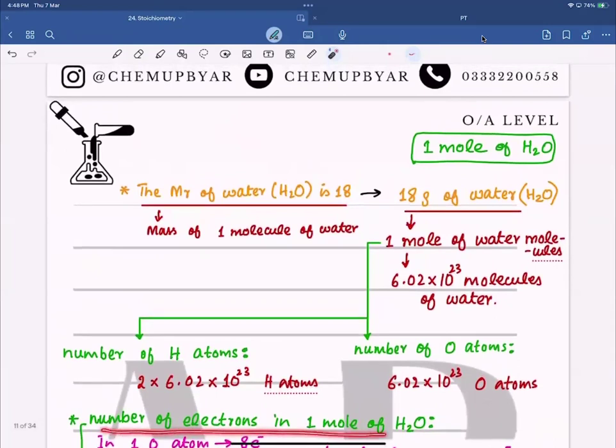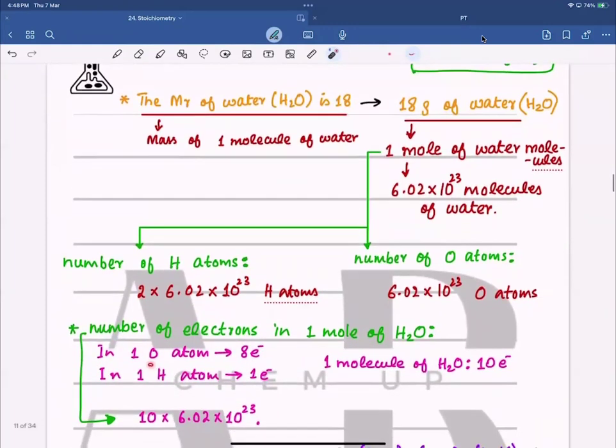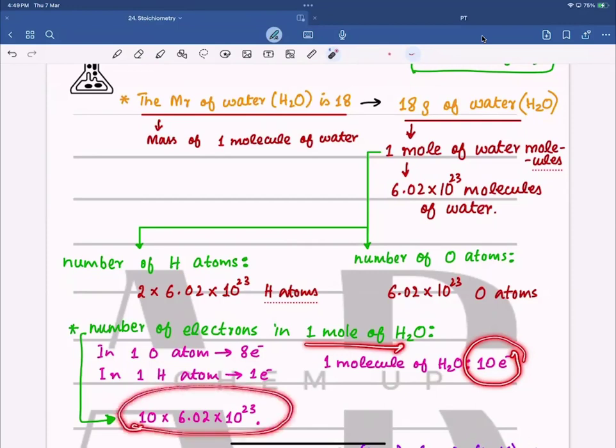Now, see, if I have to find the number of electrons in 1 mole of water, it means how many molecules are there? 6.02 exponent 23. Oxygen atom has how many electrons? 8. 1 atom of hydrogen has how many electrons? 1. So in H2O, there are 2 hydrogen atoms and 1 oxygen atom. So in 1 molecule, how many electrons are there? 10. So if I have 1 mole, how many electrons are there? 10 times 6.02 exponent 23. Because in 1 mole there are 6.02 exponent 23 molecules, and in 1 molecule there are 10 electrons. Is this clear?